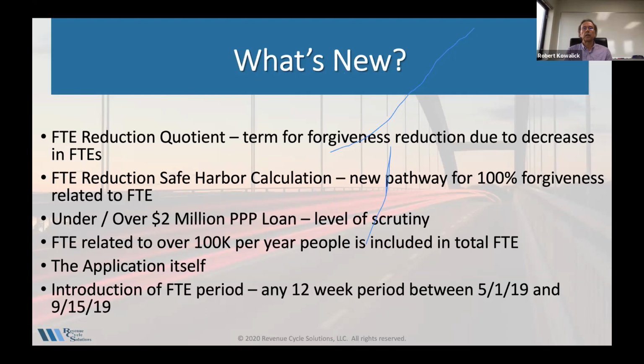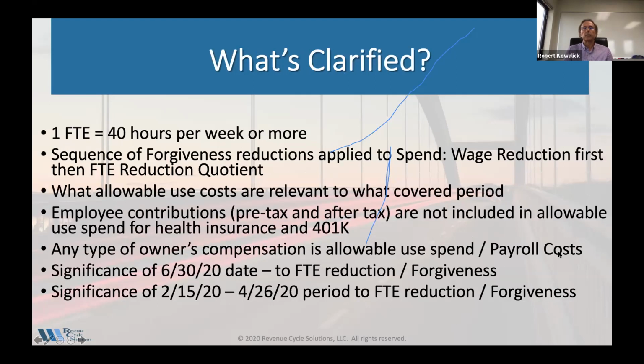And there's also an introduction of another totally new FTE period, which is any 12-week period between May 1st and September 15th of 2019. So that's all that's new. Here's what's been clarified in addition to what's new.